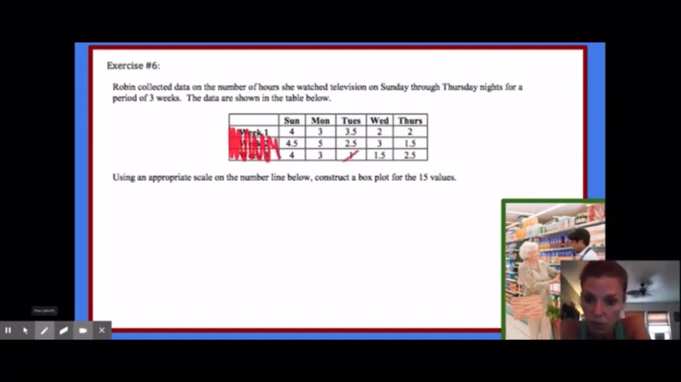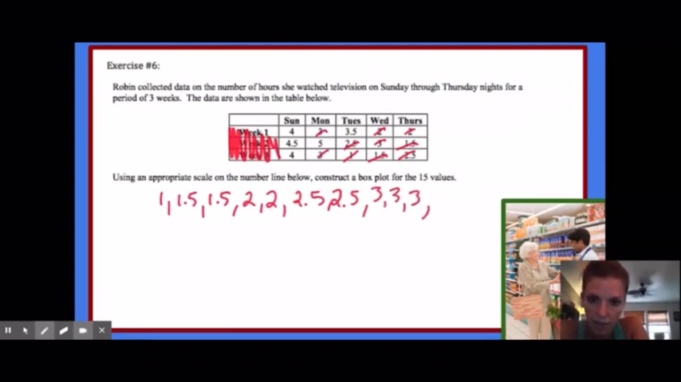So my smallest number is 1. Then I see some 1.5s, so 1.5, I see another 1.5. All right, I see some 2s. So I have 2 2s. I've got a 2.5 here, and I've got a 2.5 there. I've got some 3s. I've got 1, 2, 3 3s. I've got one 3.5. I've got 2 4s, so let me put those in next. And then I have one 4.5 and then a 5.